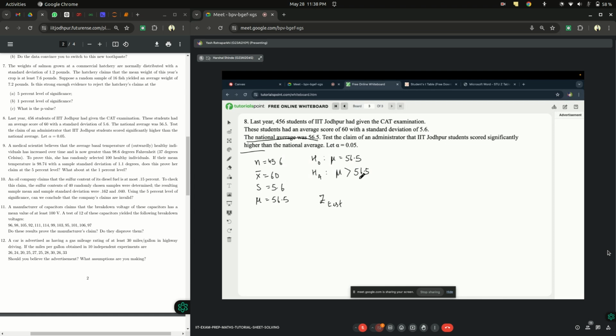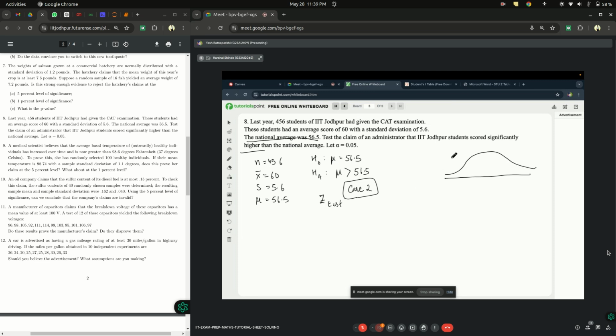Okay, case 1 or 2? I'm asking, case 1 or case 2? Case 2. Sigma is not given, so case 2. So why Z test? Why not T test? Because N is greater than 30. Perfect. Just wanted to make others clear. That's why I asked you.